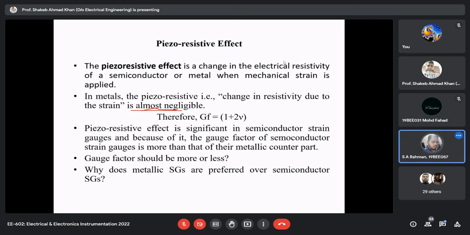So here, the piezoresistive effect is significant in semiconductor strain gauges, and because of it, the gauge factor of semiconductor strain gauges is more than that of the metallic counterpart. Is it fine?